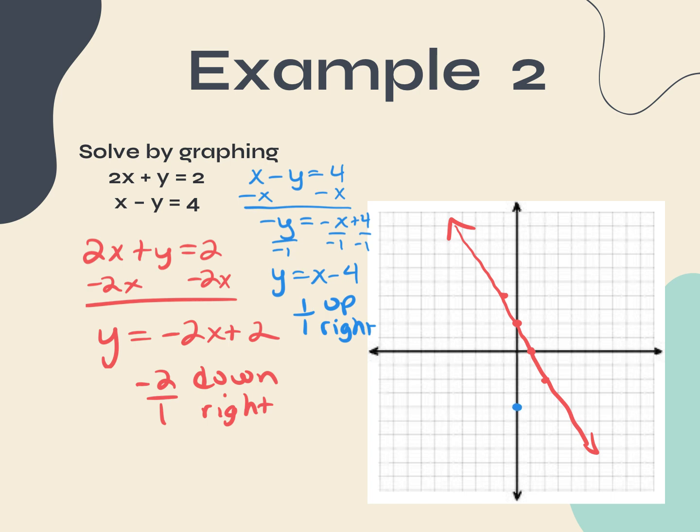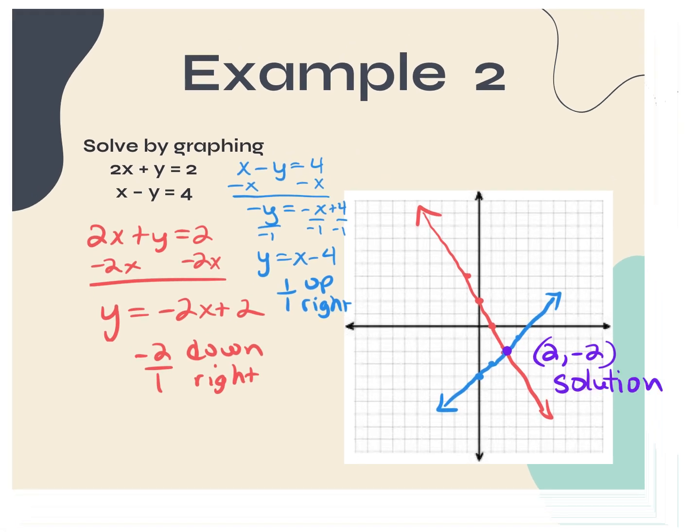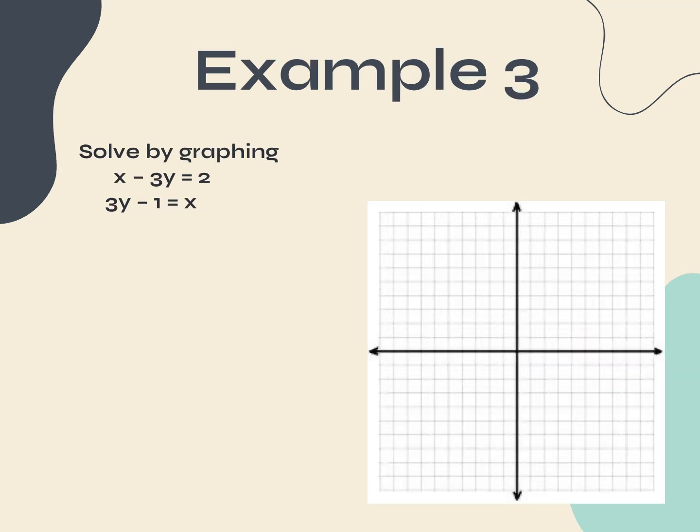So right here is my first point on -4. Then rise 1, run 1. And then you can see your point of intersection is going to be that ordered pair, (2, -2). And that is your solution. Both of these were examples of one solution answers. So for the next one, same thing.